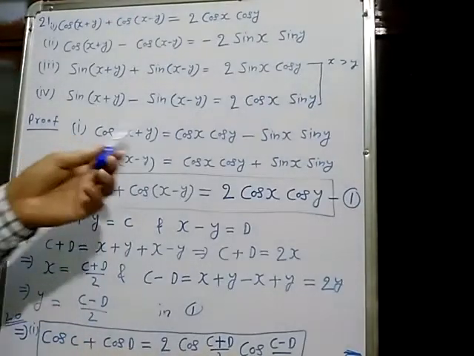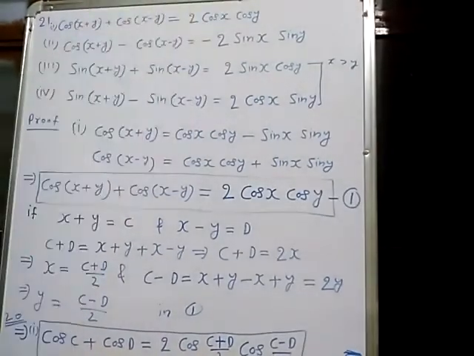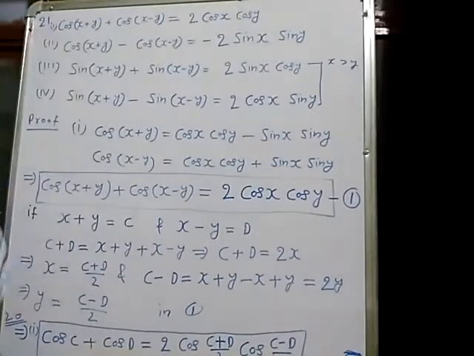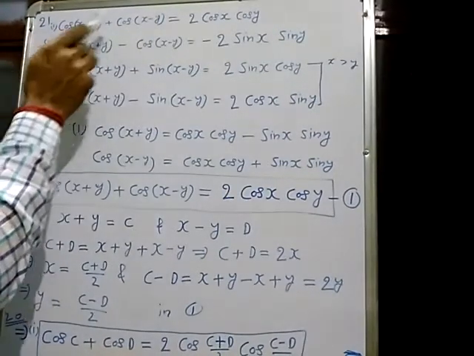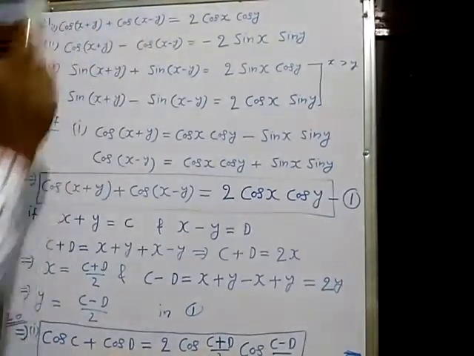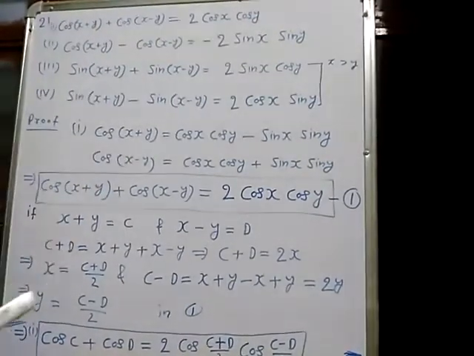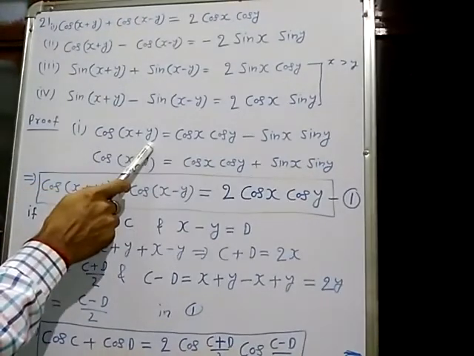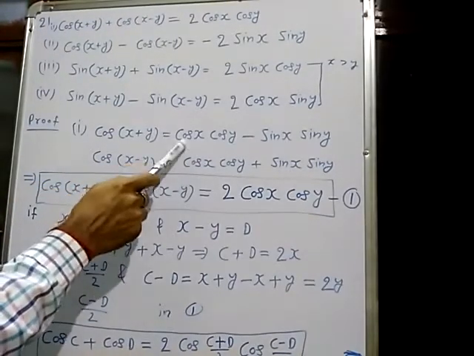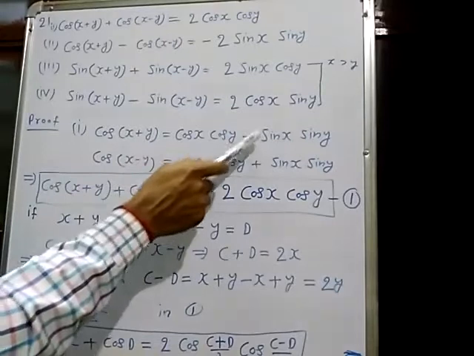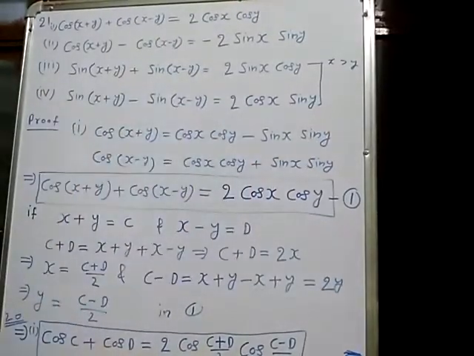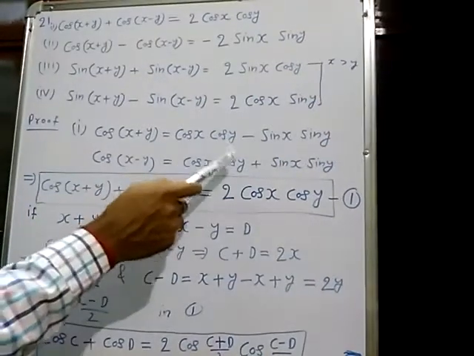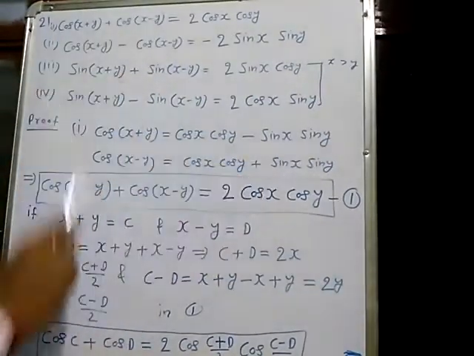So here I am going to prove this property. Easily you can understand its proof. How can you prove this? We want to prove cos(x+y) + cos(x−y). Already you know the formula, I explained earlier. What is cos(x+y)? Cos x cos y − sin x sin y. And what is cos(x−y)? It is cos x cos y + sin x sin y.